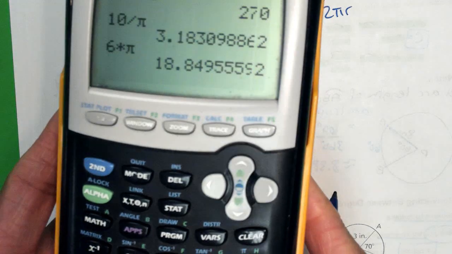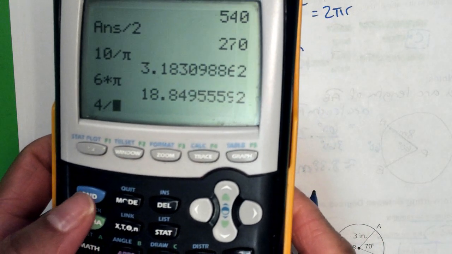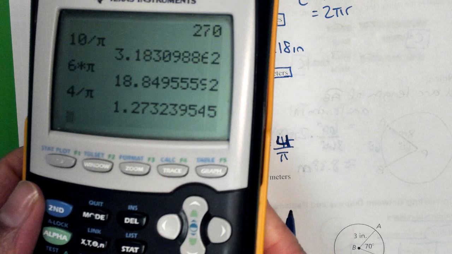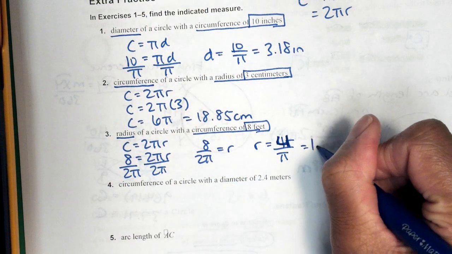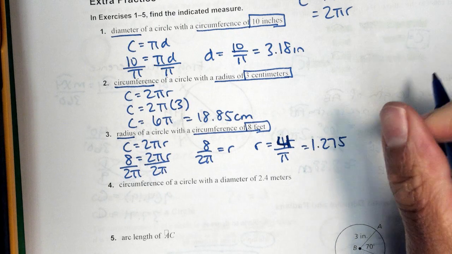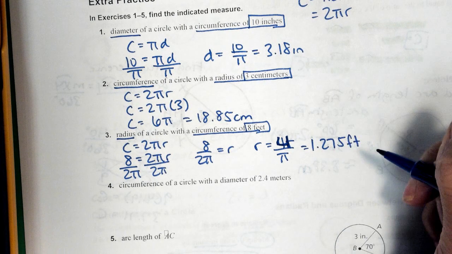So 4 divided by pi is going to give me 1.275. And that is in feet.